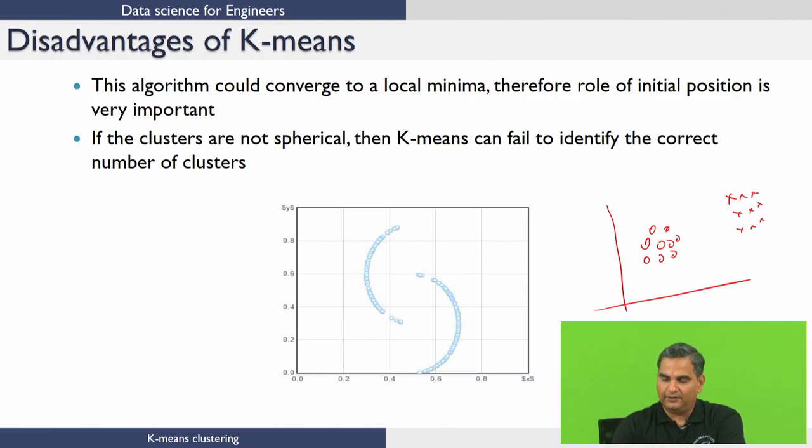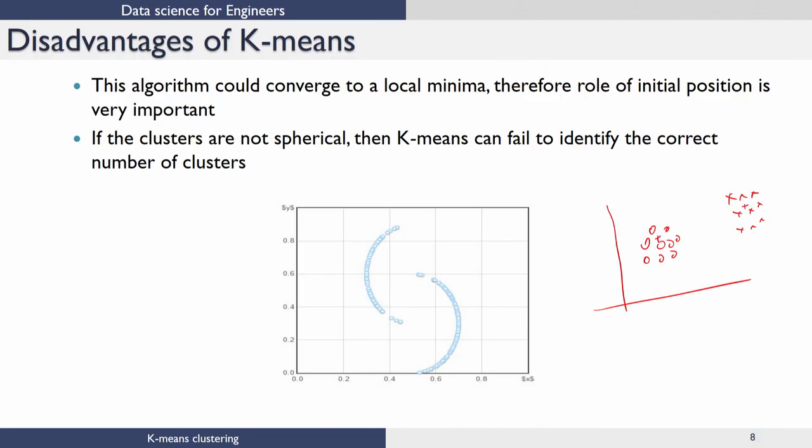If I start my initial cluster points here and here, you can very clearly see that by the algorithm, all these data points will be closer to this, so all of this will be assigned to this group, and all of these data points are closer to this, so they will be assigned to this group. Then you will calculate a mean, and once the mean is calculated, there will never be any reassignment possible afterwards.